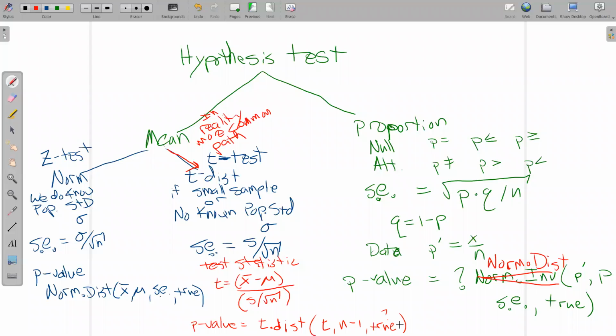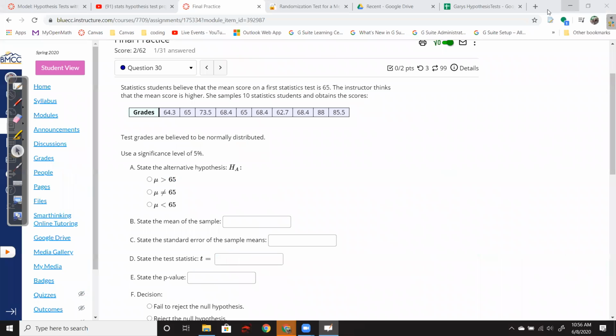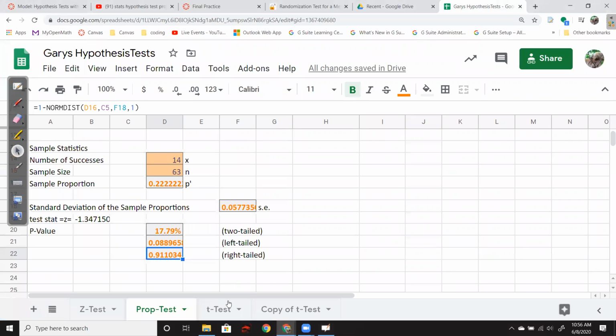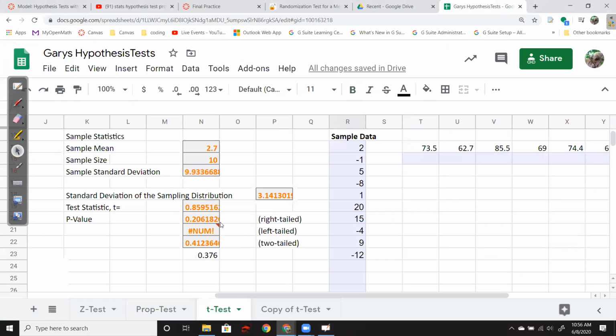And then there's different versions of the t-test. There's a right tail, there's a two tail. That make life easier, and the spreadsheet should have those built in. So hypothesis tests, come here, please. There we are. And t-test.